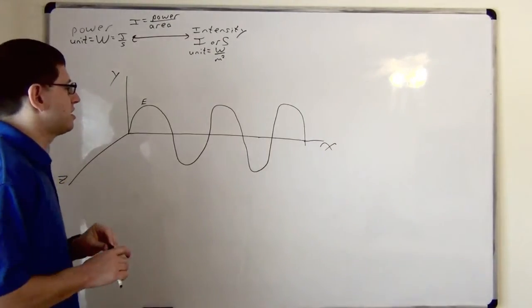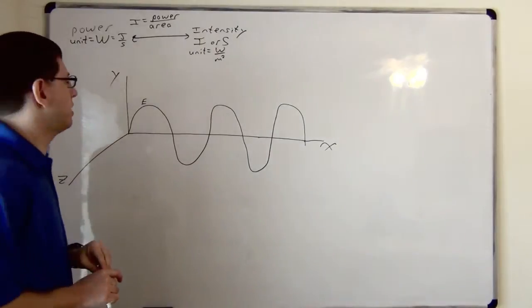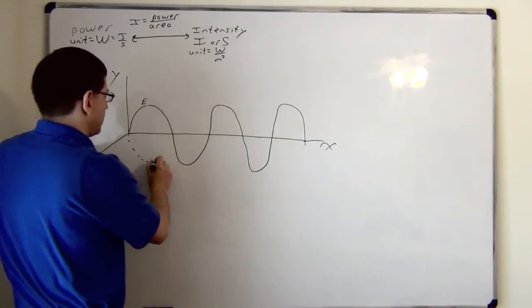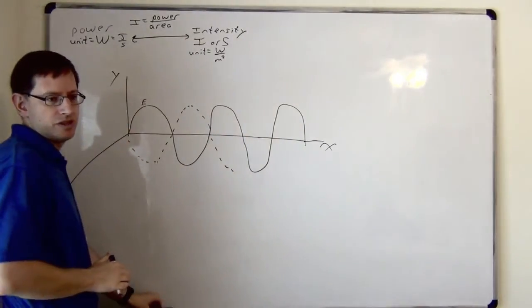Okay, good. That's just a snapshot. If you waited half a period, what would the graph look like? If you waited half a period, now the electric field up here would instead be down here. If you waited half a period, the whole graph would have reversed.